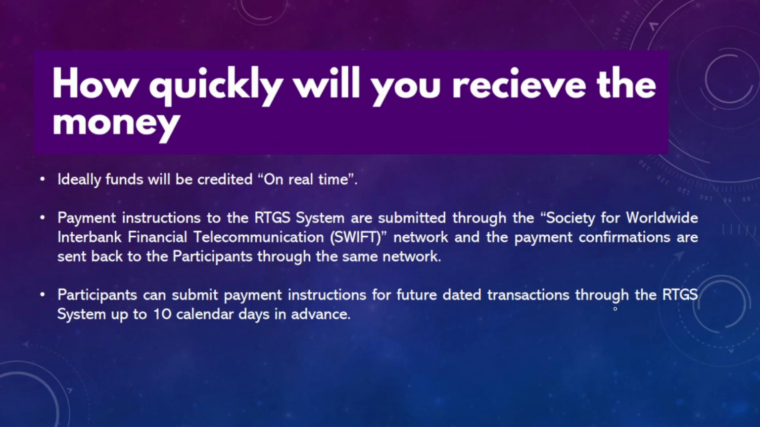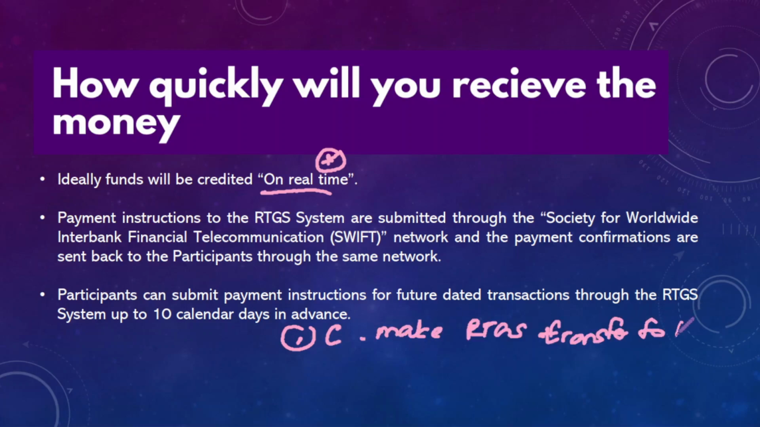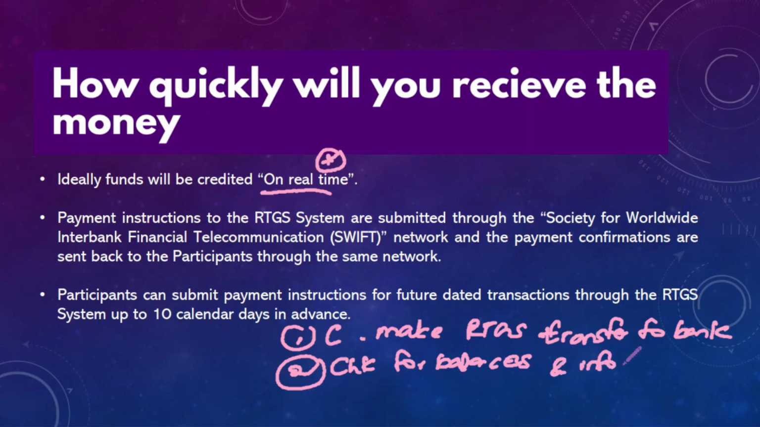Finally, how quickly will you receive money? Yes, though this system says it's done in real time, what actually happens is quite different. Now, in the morning, the customer will make the request of an RTGS transfer to the bank. Then what will the bank do? The bank will check for balances, whether there are adequate funds to do the transaction, and inform treasury. Look here, there is a transaction as such. Then what will the treasury do?